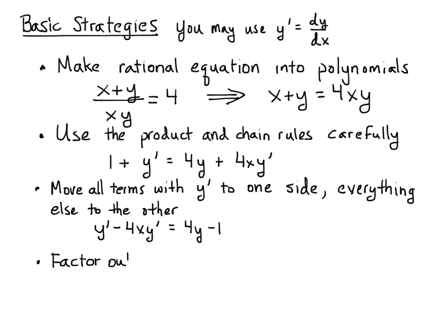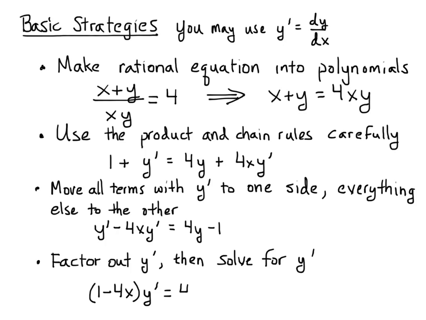And then we're going to factor out the y prime, and then solve for y prime. So what I get is 1 minus 4x times y prime equals this, 4y minus 1. And so when I divide both sides by what's remaining after I factor out the y prime, I get this ratio. So y prime equals 4y minus 1 over 1 minus 4x. And there's my derivative.